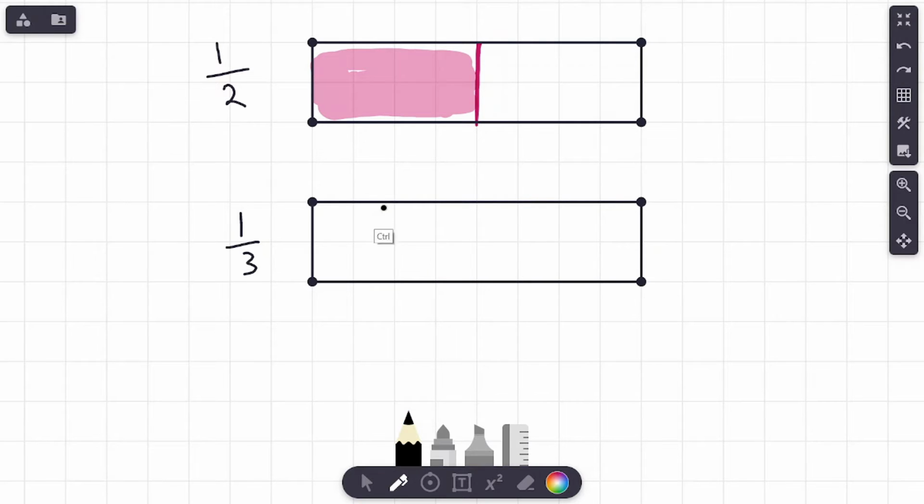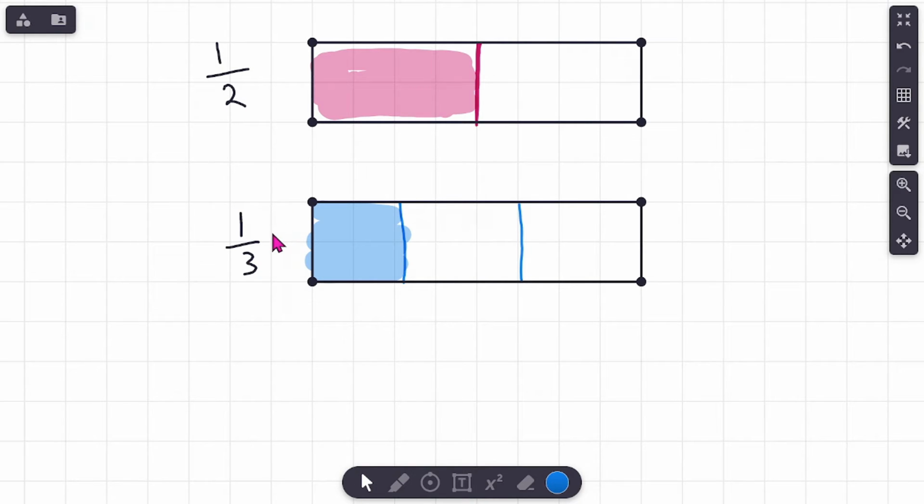That first one's a little bit too big. Give me another shot at it here. There we go. All right, so I've got 1, 2, 3 sections. The numerator tells me how many to color in. That's 1. So let's color in one section. I'm still working on staying in the lines, so give me a break if I'm not in the lines. Thank you. So now let's look at these two fractions.